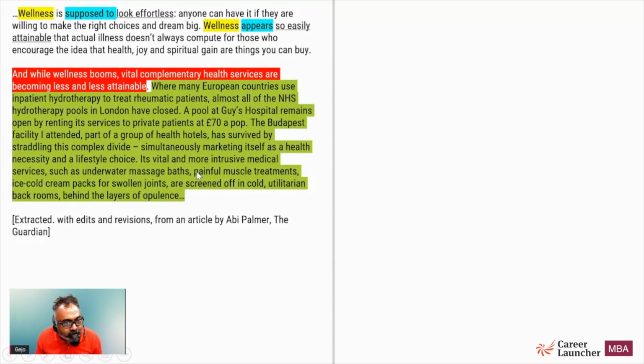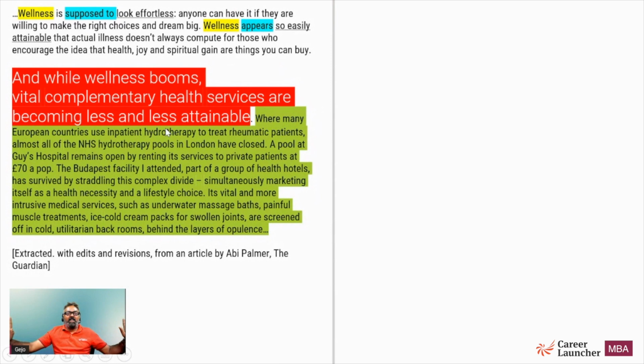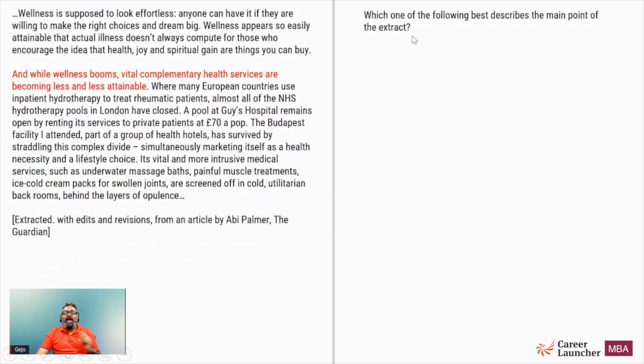So all these are justification for the claim that the author is making here. While wellness is booming, vital complementary health services are becoming less and less attainable. The author has made that claim, and is using everything that is seen as examples which justify that broad claim. So, as question setters, this is going to be our main point. Question: which of the following best describes the main point of the extract?